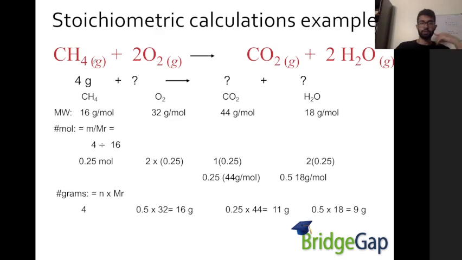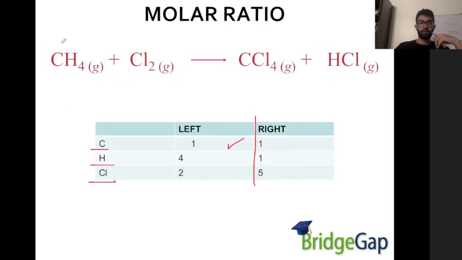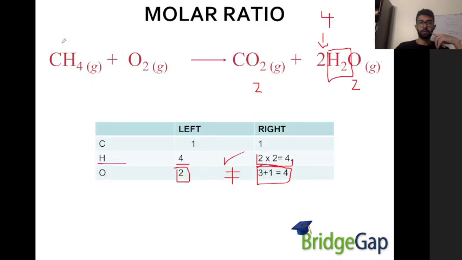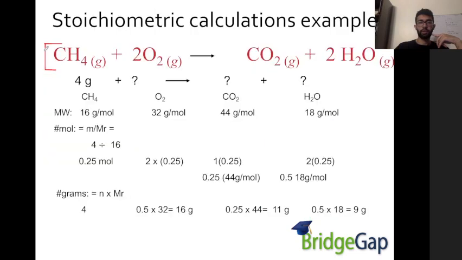Remember we talked about this equation right here. If I go back into the slides, right here, this is what we got. Remember we balanced this. And so going back into a question, let's say we have 4 grams of methane. This is all we're given in the question. And the question asks us how many grams of oxygen, how many grams of carbon dioxide, and how many grams of water vapor will there be?